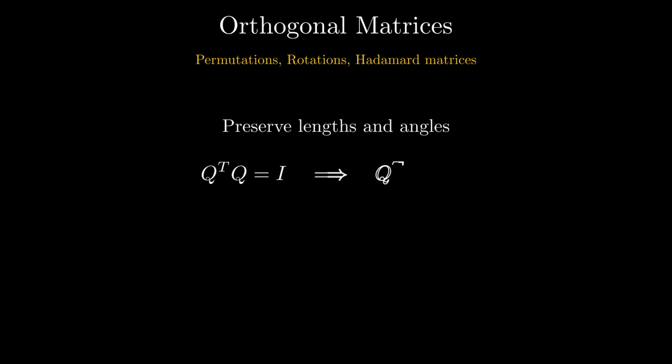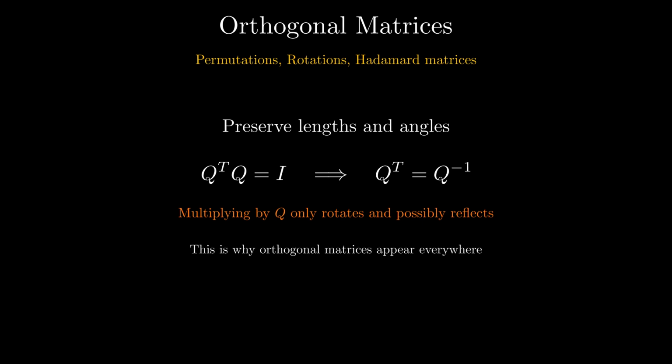Permutations, rotations, Hadamard matrices, these all share a deep geometric truth. Orthogonal matrices preserve lengths and angles. Multiplying by Q doesn't stretch or compress. It only rotates and possibly reflects. This is why orthogonal matrices appear everywhere in mathematics and its applications.